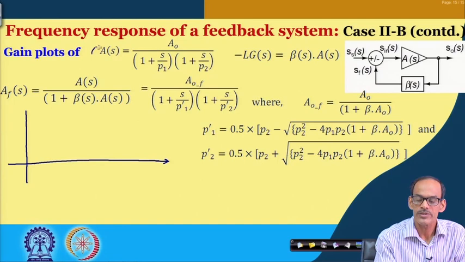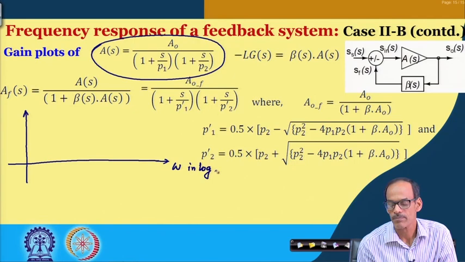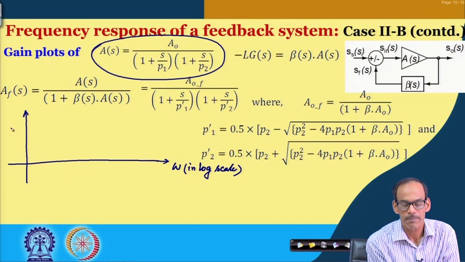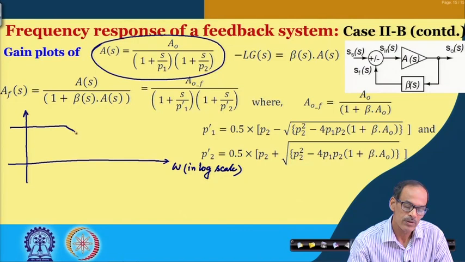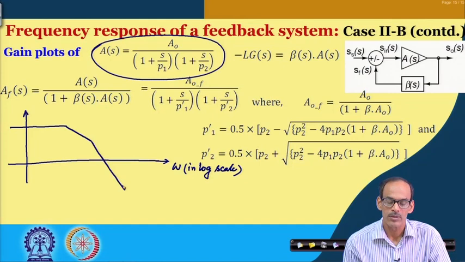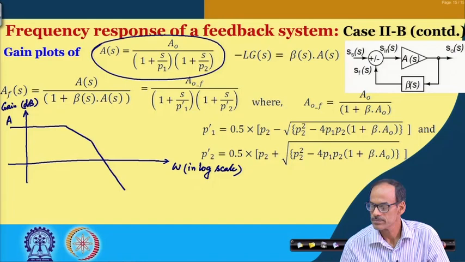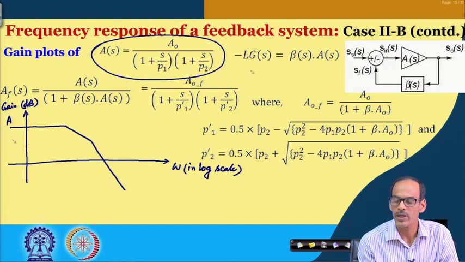If I consider this A in dB, and plot against omega, omega in log scale again, what we are expecting here is that we do have a pole here p 1, and then the second pole here, maybe in the near vicinity of the anticipated pole p 1 dashed, which is p 1 multiplied by 1 plus beta into a naught. So, this is A, in dB scale. And then beta we do have, I should not say beta, rather the loop gain, minus of loop gain.